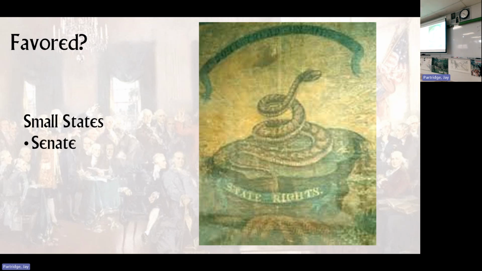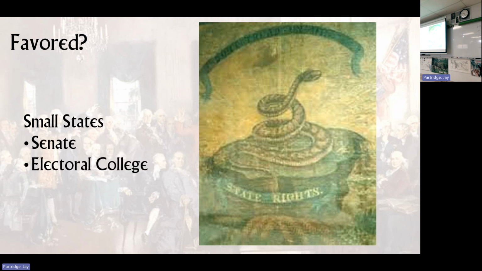The Senate. Think about it. Montana has the same number of senators as California. Wyoming has the same number of senators as Texas. That means Montana voters have a greater influence over elections, over laws, than California. Because of the United States Senate.